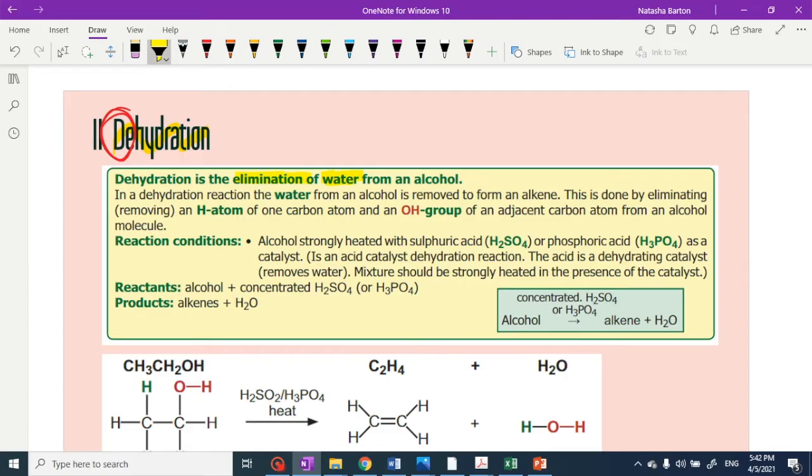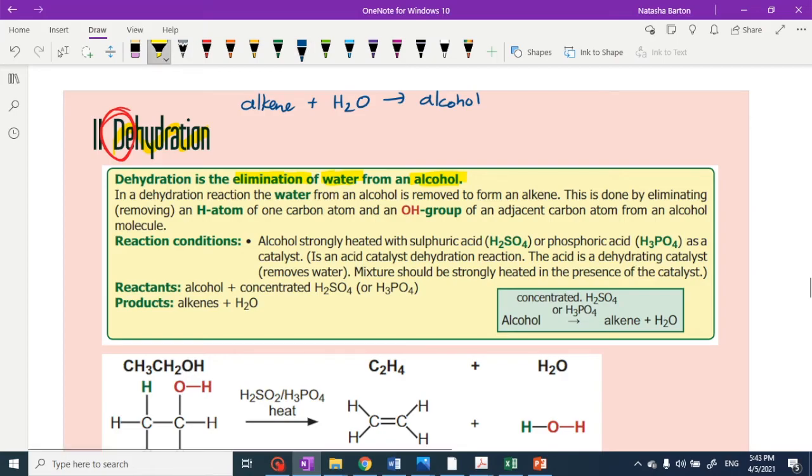And we are specifically going to be eliminating water from an alcohol, which makes sense because hydration was where we took an alkene, added water to it, and ended up with an alcohol. Now we are taking the alcohol and we are removing water from it.